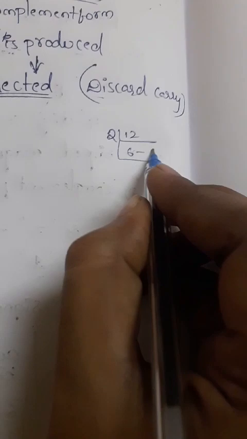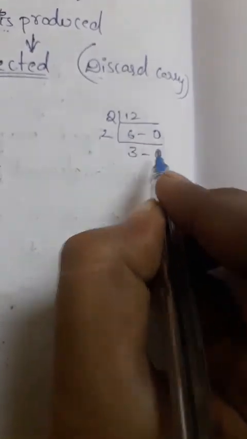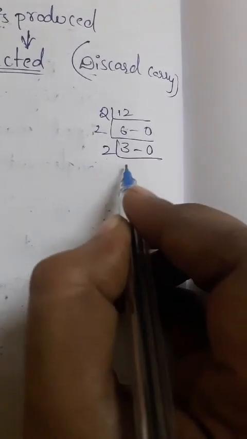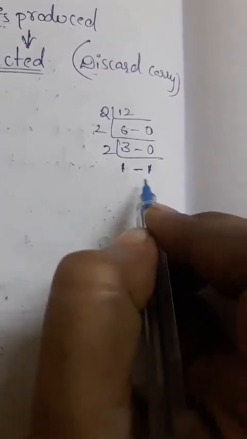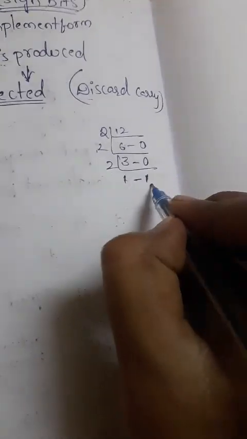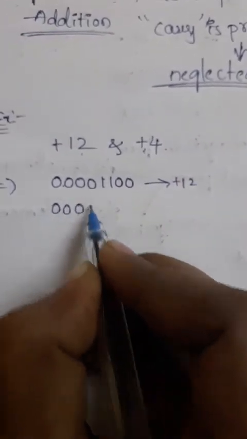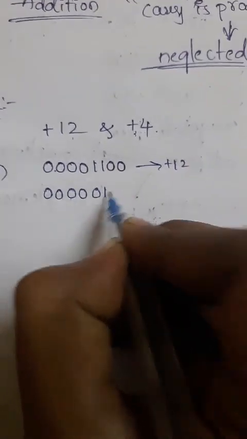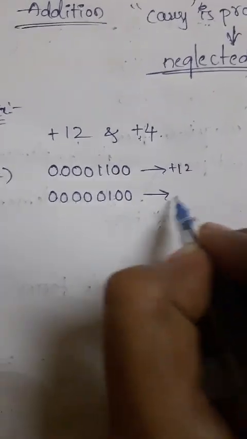Okay, so 2 sixes are 12, like this we need to convert decimal to binary. Next, 2 threes are 6 with remainder 0, and 2 ones are 2. We get the digits 1100. Okay, this is the actual binary number of 12. Like that we need to convert 4 also. So this is for plus 12, and I need to convert plus 4 also. Plus is represented as 4 zeros, and 4 in binary code is 0100. Okay, so this is plus 4.